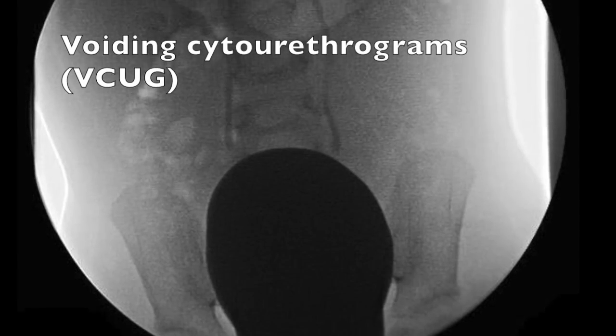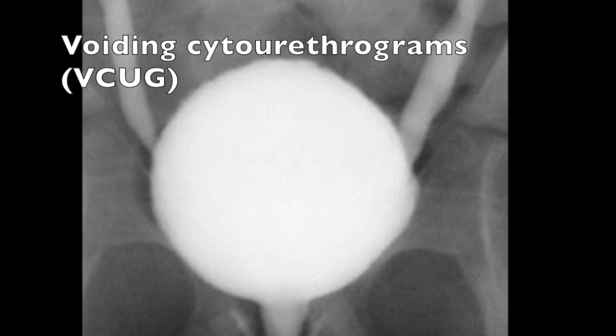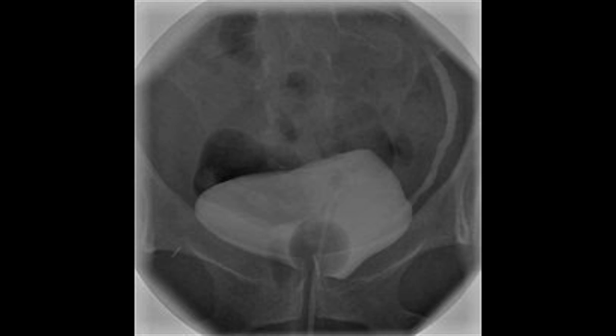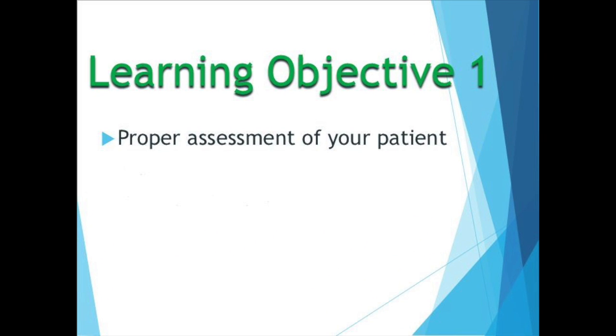Today we're going to review how to perform both pediatric voiding cystourethrograms as well as adult cystourethography in order to properly evaluate the lower urinary tract. By the end of this video, you should be familiar with the appropriate indications and contraindications of your pediatric or adult patient for this study.